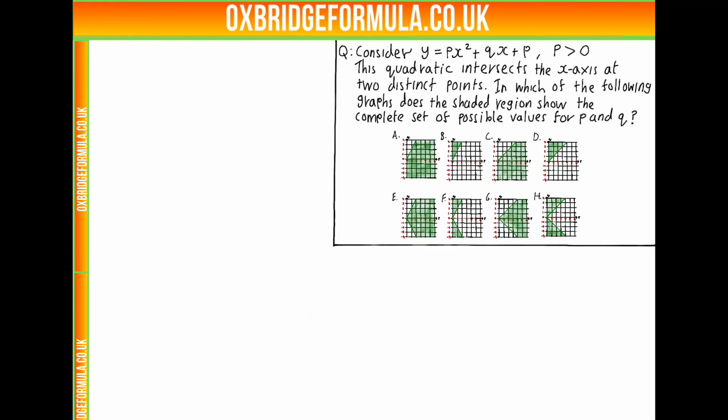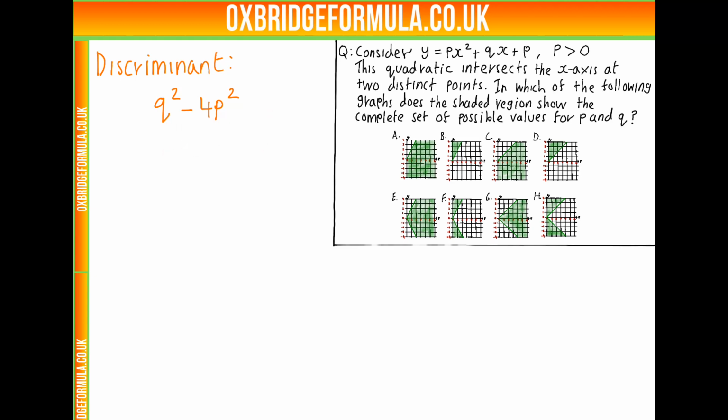So we need to deduce when this quadratic has two distinct roots. We don't care what the roots are, we just need to know there exist two of them and they're not the same. So to do that, we immediately jump to the criterion we always look at when we have quadratics and we want to look at the number of roots: the discriminant. So what's the discriminant of this quadratic? Well, q squared minus 4ac, so p times p, so q squared minus 4p squared.